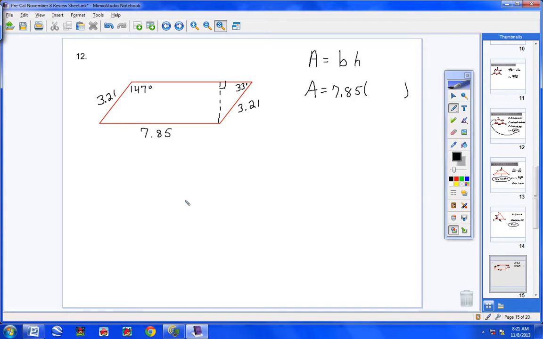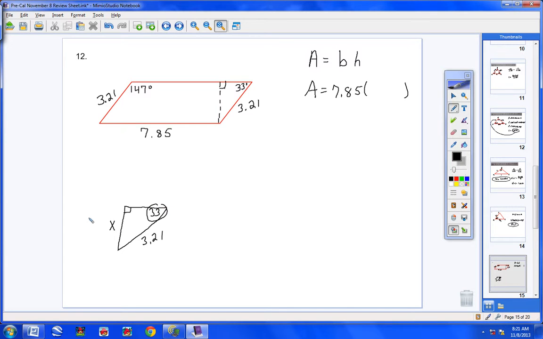So to find this dotted line, look, let's pull it down here. I have a right triangle. There's my right triangle. And this is 33 degrees, and this is 3.21, and I'm looking for this height. We'll call it x. Guys, let me say it again. It's a right triangle. We can use sine, cosine, or tangent. This is old school. This goes back to like 2 months ago.